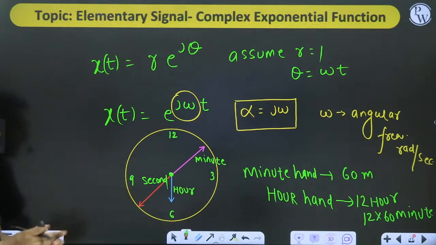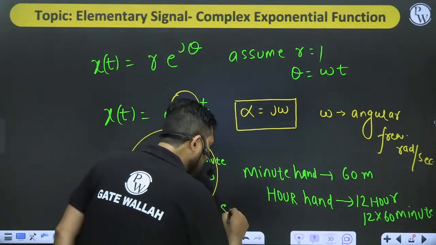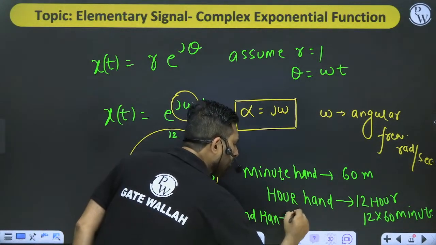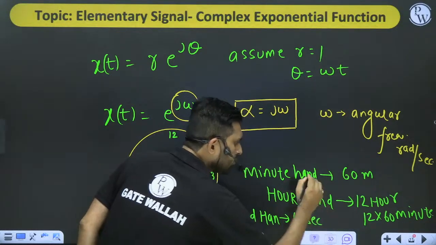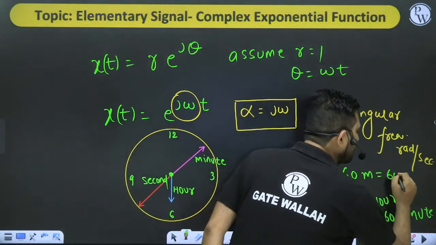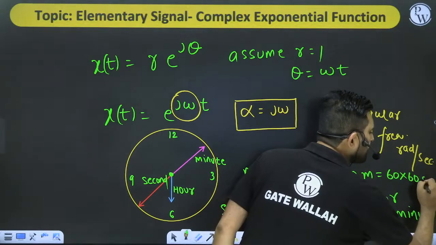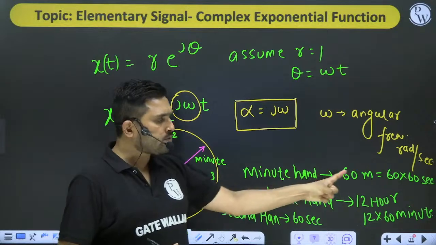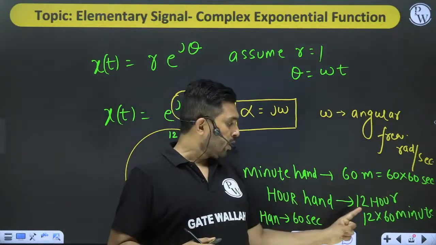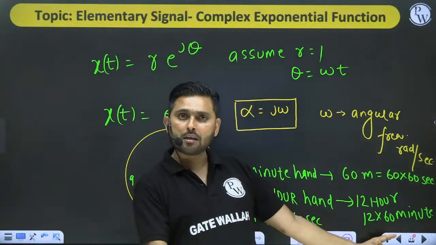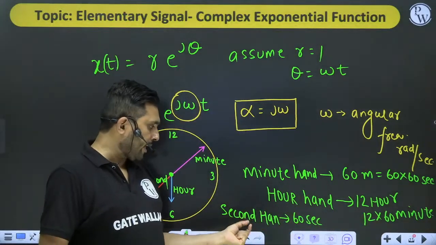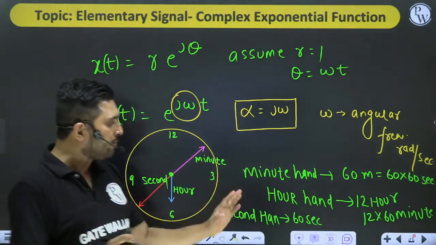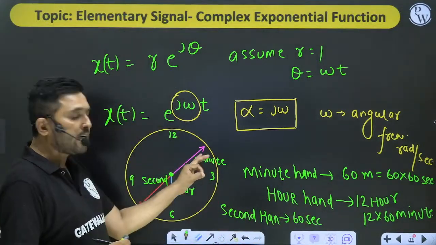And what about the second hand? The second hand will come to the same position after 60 seconds. If second is the lowest unit I have, then the minute hand has a periodicity of 60 into 60 seconds, the hour hand 12 into 60 into 60, and the second hand has a periodicity of 60 seconds. This is the minimum period, the minimum time after which they come into the same position.